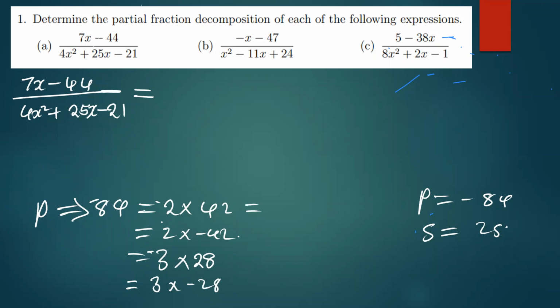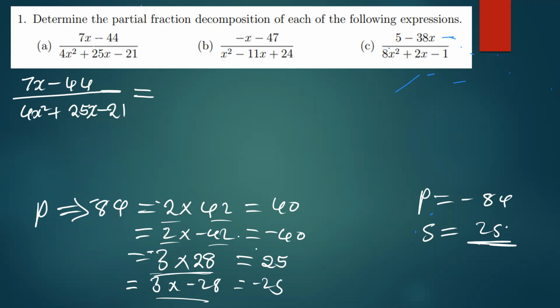Now when we add the first two here, what are we going to get? We're getting 40. When we add these two numbers, we're getting what? Negative 40. When we add these two numbers here, we're getting 25. When we add these two numbers here, we're getting negative 25. So we get the group of numbers that are giving us 25, and in this case, it's negative 3 and 28.